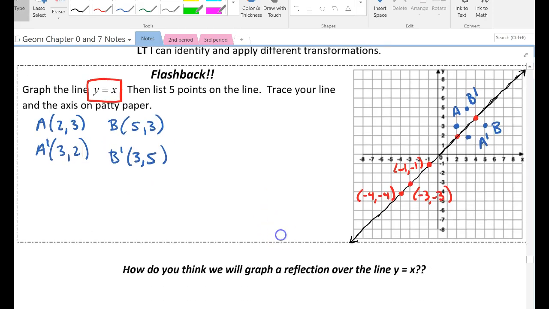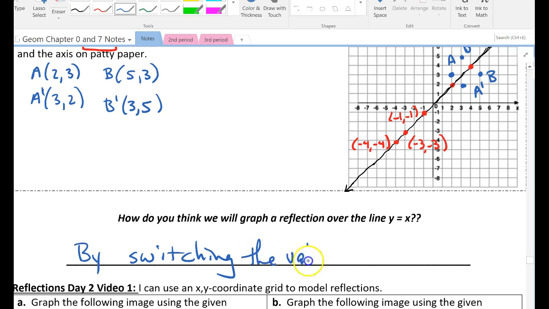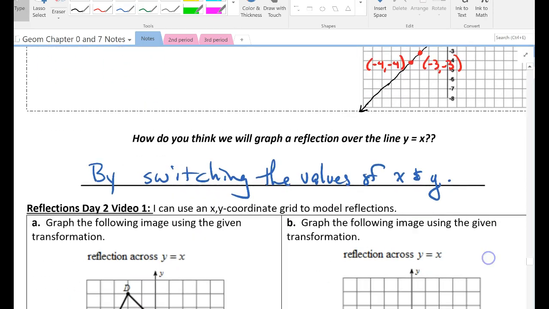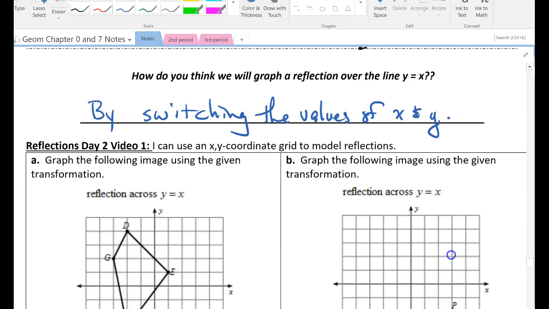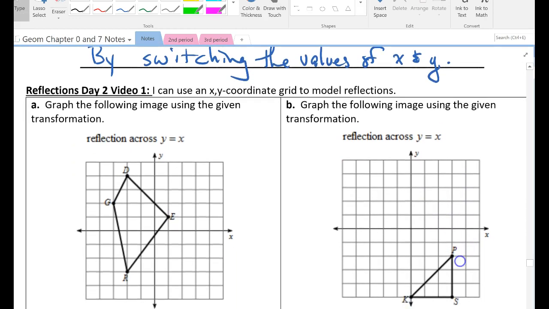So how do you think we will graph a reflection over the line y equals x? By switching the values of x and y. Alright, so that's all we need to do. So again, it's a rule that we're going to have to try and remember or figure out as we go along.